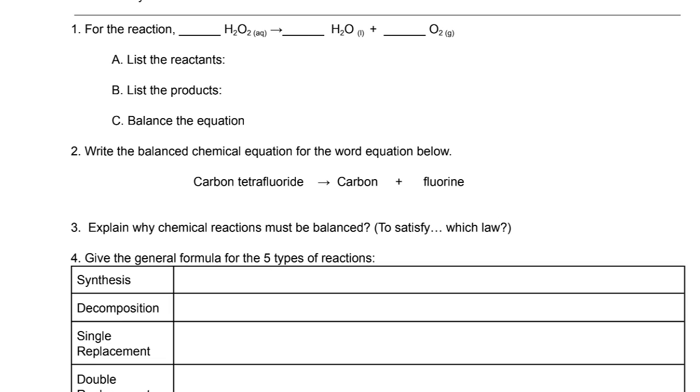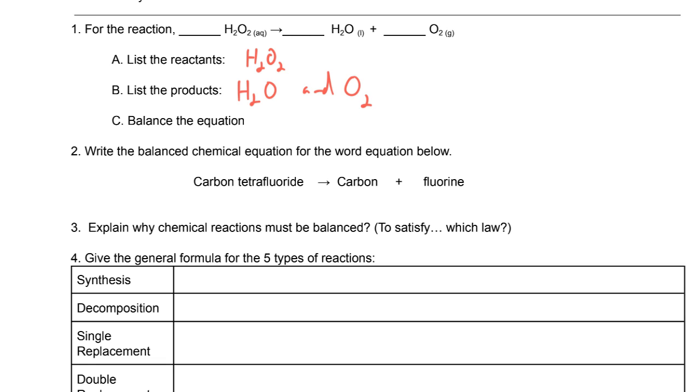For the reaction, as we see here, we need to list the reactants, list the products, and balance the equation. So the reactants is anything before the reaction arrow. So it's the H2O2, hydrogen peroxide. The products are everything on the other side, H2O and O2. And now to balance it, we just need to go through each element and make sure we have the same number on both sides. We've got 2 hydrogens over here, 2 hydrogens over here.